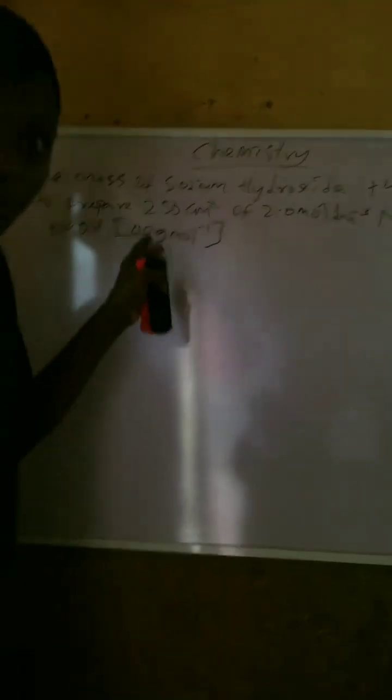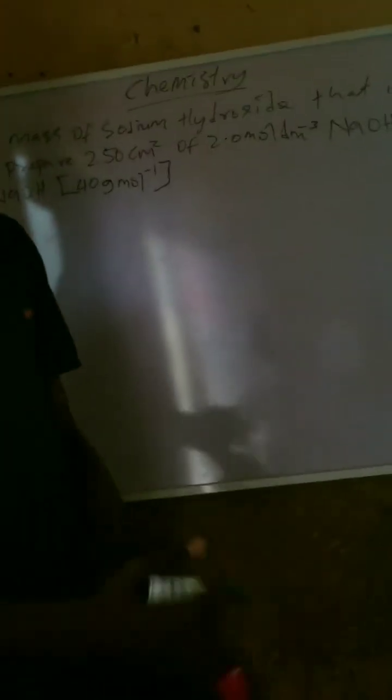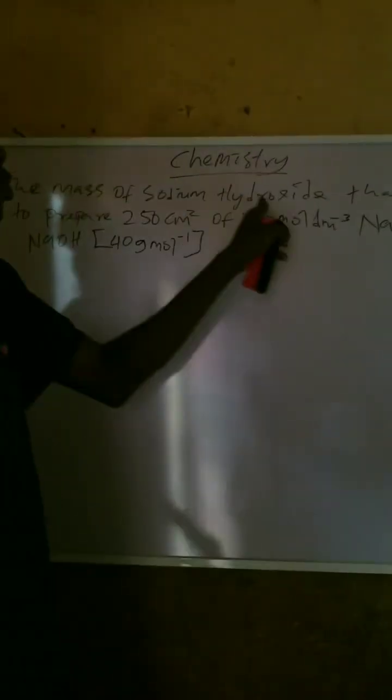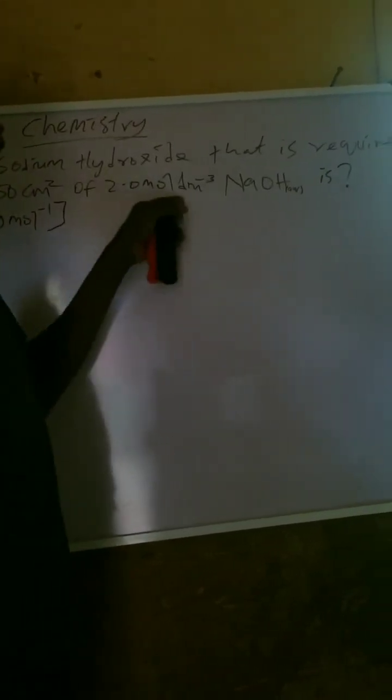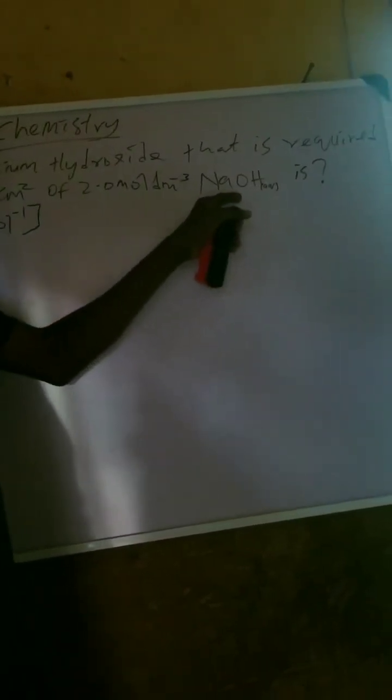Well, today I just got this topic from WAEC. It says: the mass of sodium hydroxide that is required to prepare 250 cm³ of 2.0 mol/dm³ NaOH. You know, NaOH means sodium hydroxide, that's the symbol. Now, the mass is what we don't know. We are trying to find the mass.